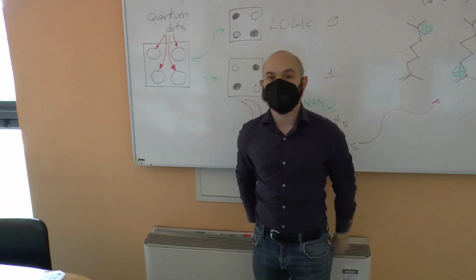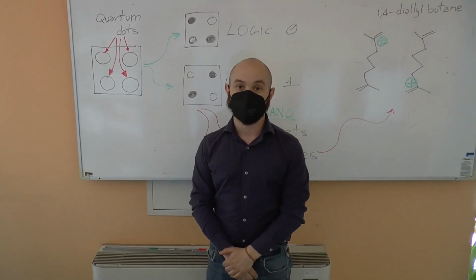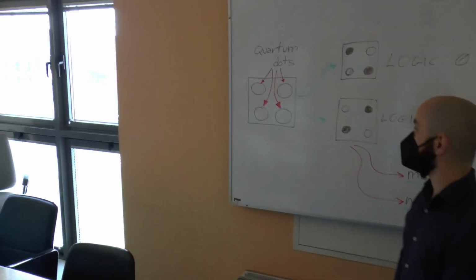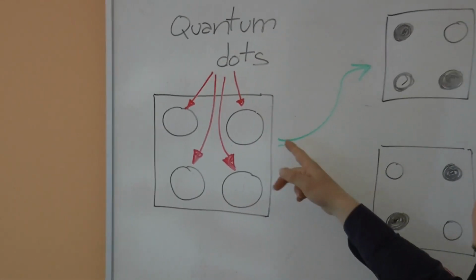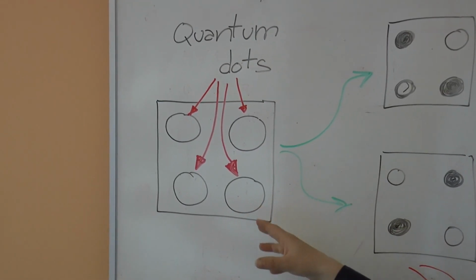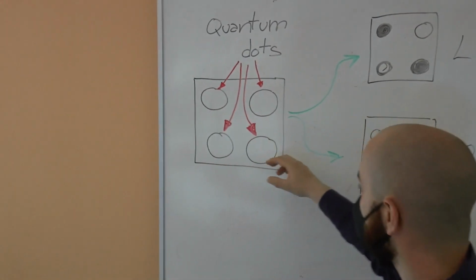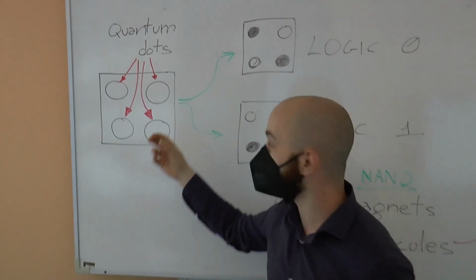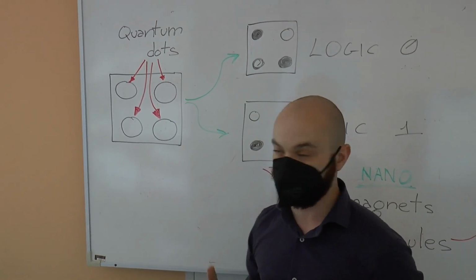Today I'm going to talk about a new kind of technology that will be used in the future for digital electronics applications. In particular, this technology is named quantum dot cellular automata, and it is based on the so-called quantum dot cellular automata cell. In particular, this cell is composed of 4 quantum dots that are basically 4 containers in which we can put 2 electrons, 2 charges.